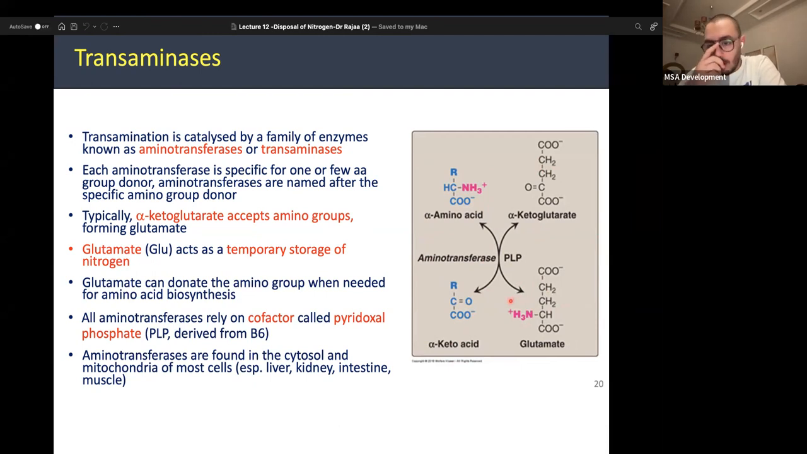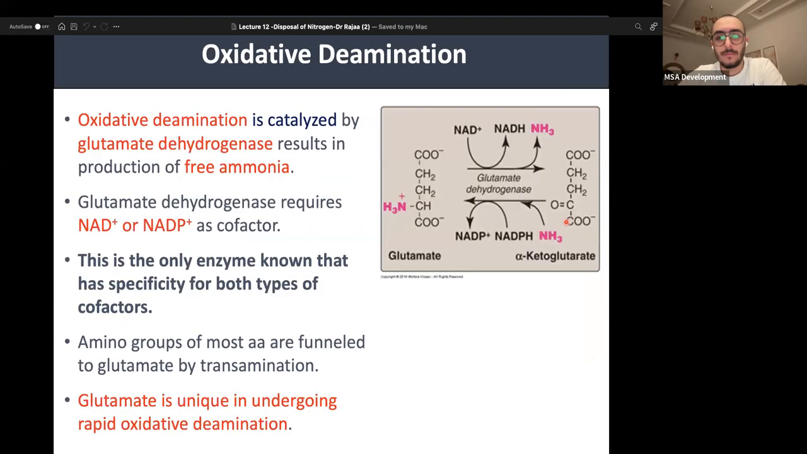Now, this is transamination. Oxidative deamination will come and take out this ammonium, and we'll just get rid of it. Now, glutamate without ammonium is alpha ketoglutarate, and alpha ketoglutarate with the ammonium will be glutamate. You get my point here? So, alpha ketoglutarate, give it an ammonium, it will be a glutamate. If you remove the ammonium from the glutamate, it will become alpha ketoglutarate again. This is basically it.